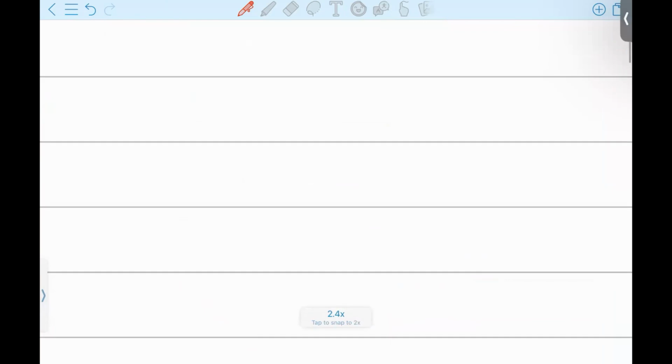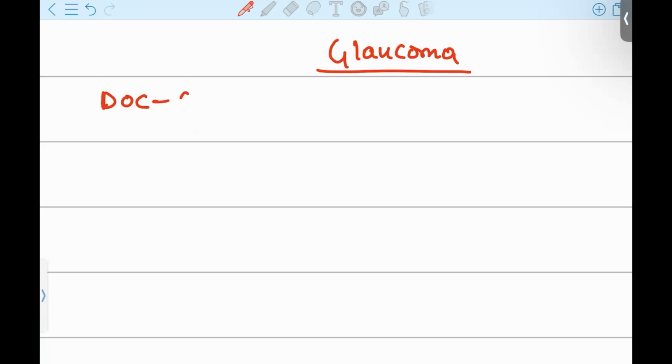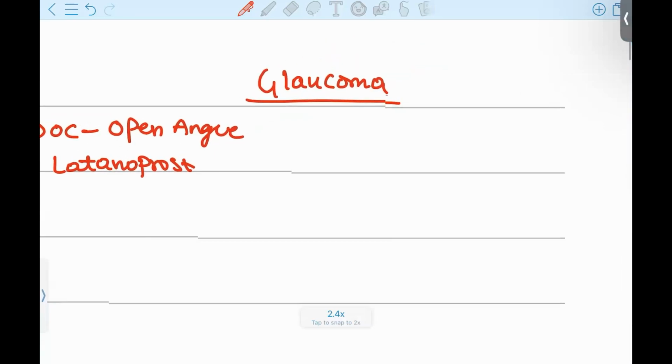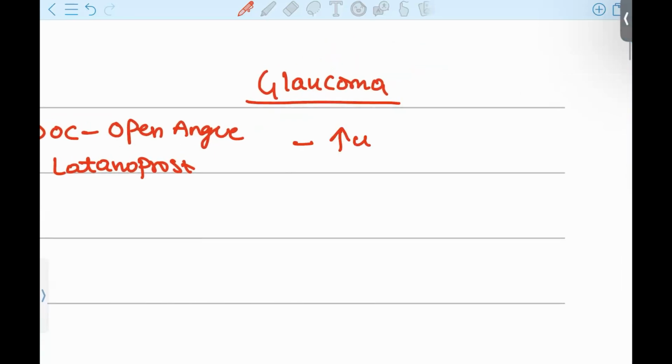Next, moving on to glaucoma. Glaucoma and drugs. Your drug of choice for open angle glaucoma. So for open angle glaucoma, what is the drug of choice, guys? That is your latanoprost, right? In latanoprost, what is the mechanism of action? The latanoprost will be increasing the uveoscleral pathway.